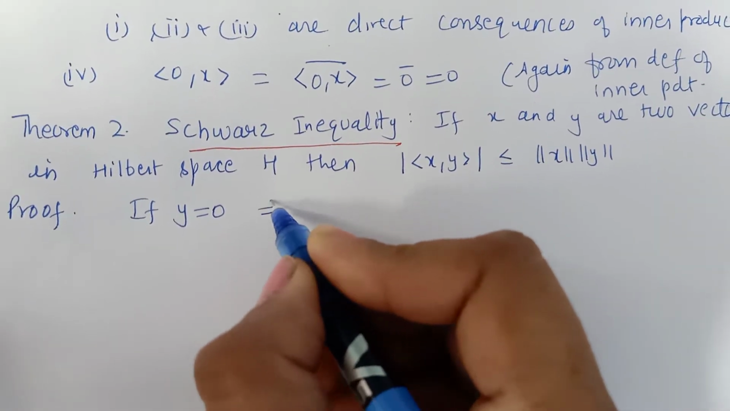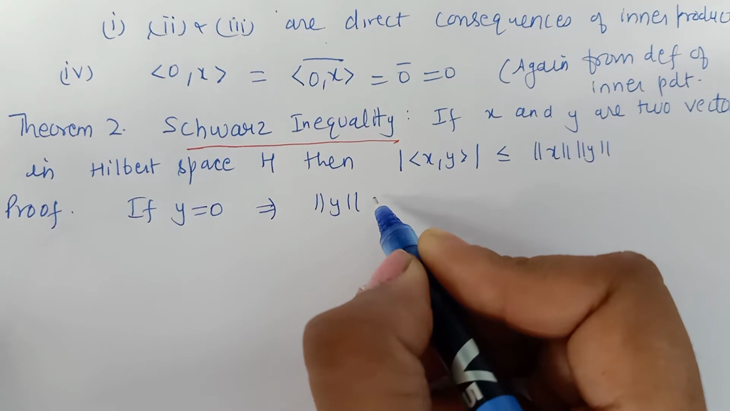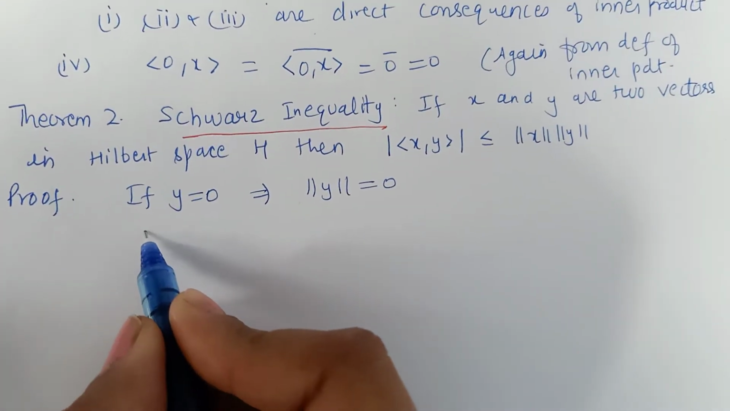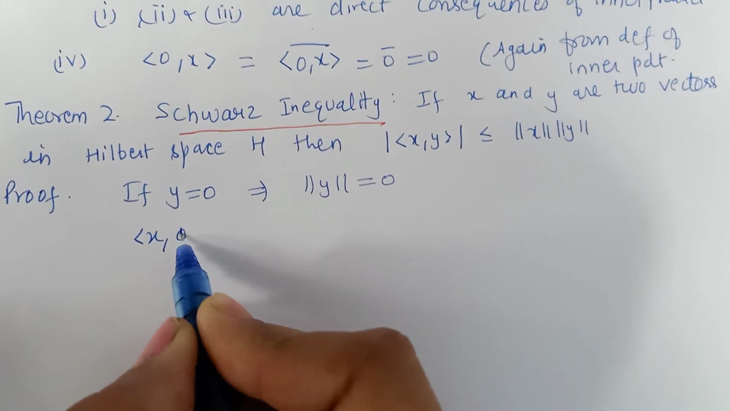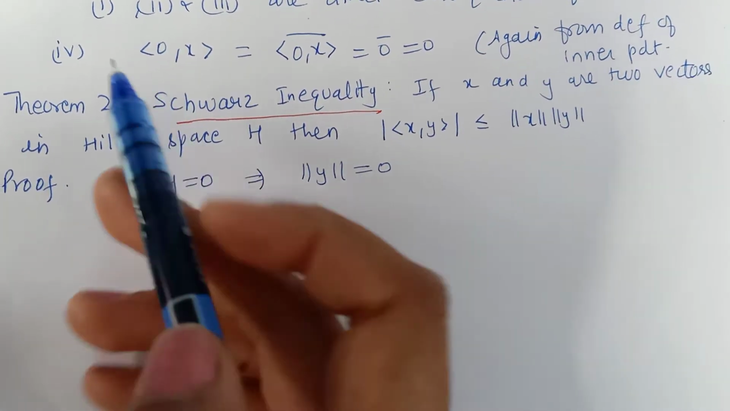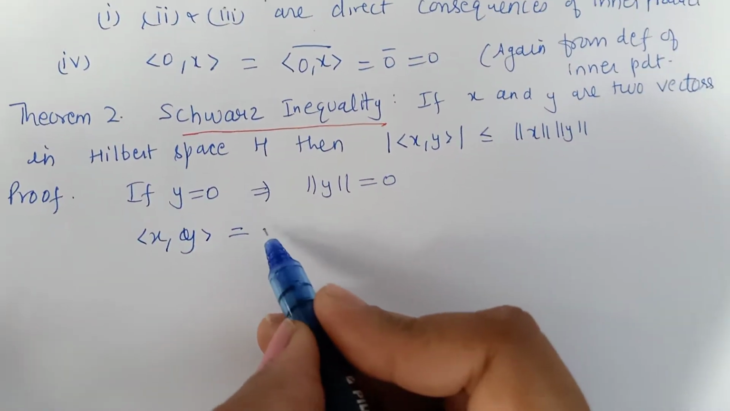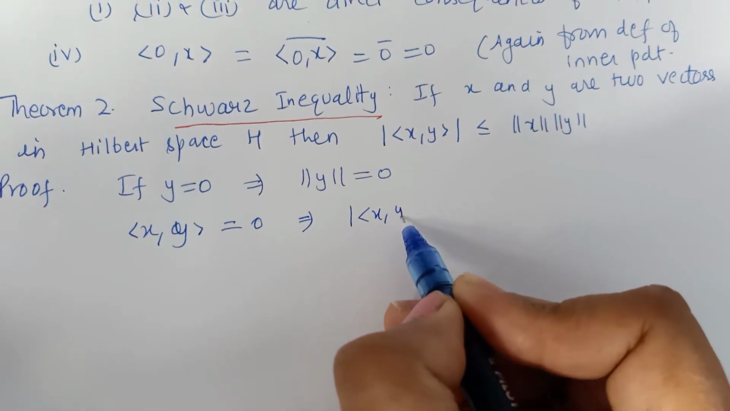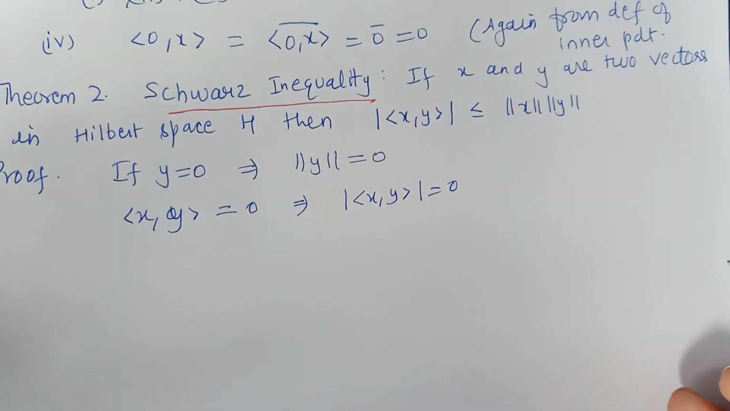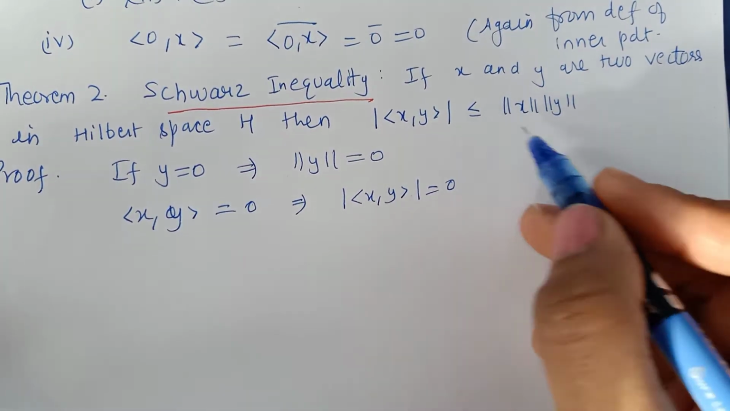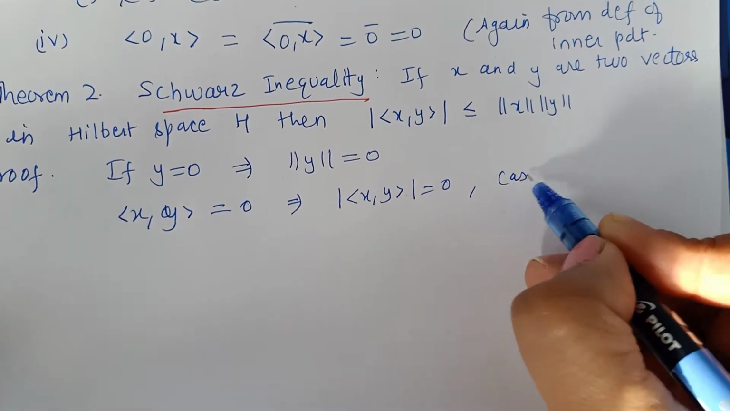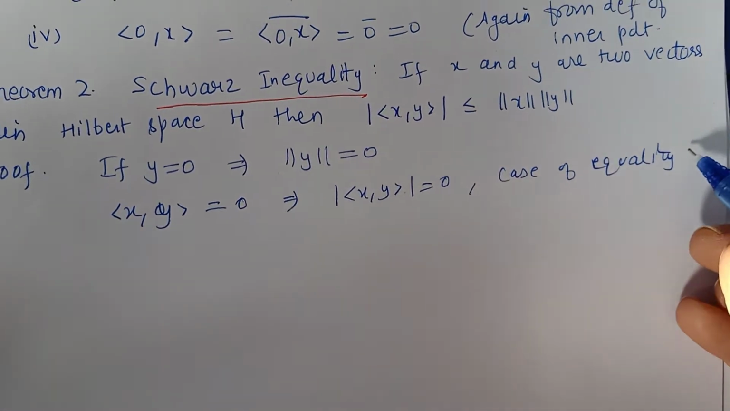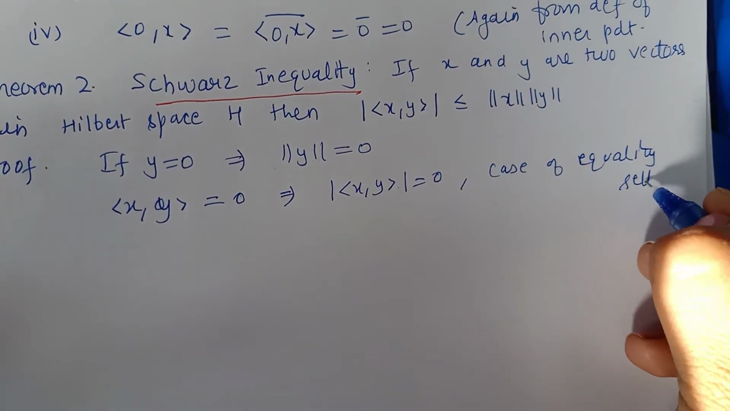So when y is 0, then the norm of y will automatically be 0. And if we look at the left hand side, then the inner product of x comma y, since y is 0, using this fourth property, will also become 0, which implies that mod of x comma y will become 0, and hence the case of equality is settled. So both sides are equal in this case.